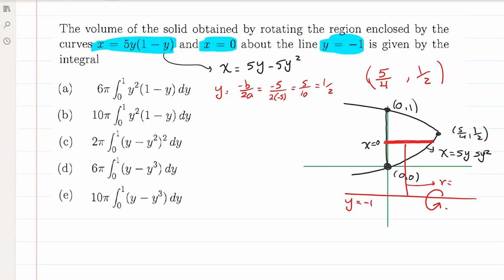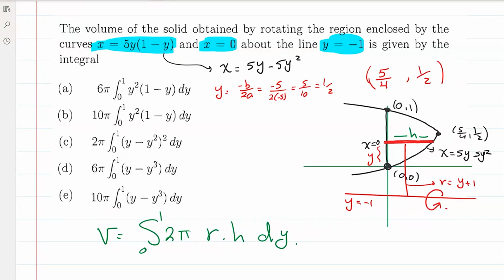So r will be what? This distance here is y, so it will be y minus (minus 1), y plus 1. This is the radius. And the height will be this distance, from here to here. So the volume here will be an integral in terms of y, from 0 to 1, 2 pi r times h dy, because the axis of revolution is parallel to the x-axis.